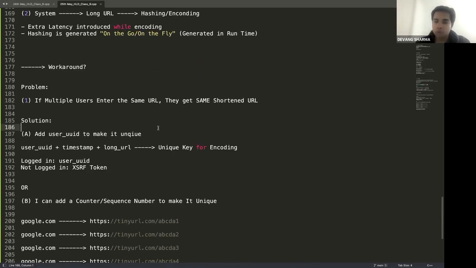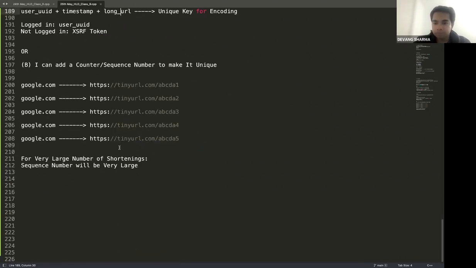So what's a good approach so far? If you're sticking with the encoding part, I'm going to log my user ID, based upon XSRF or actually based upon user ID plus the timestamp plus the long URL. That is going to make it a unique key. From that unique key, I'm going to create an encoding. That encoding will be for the TinyURL. Is this part crystal clear to all?